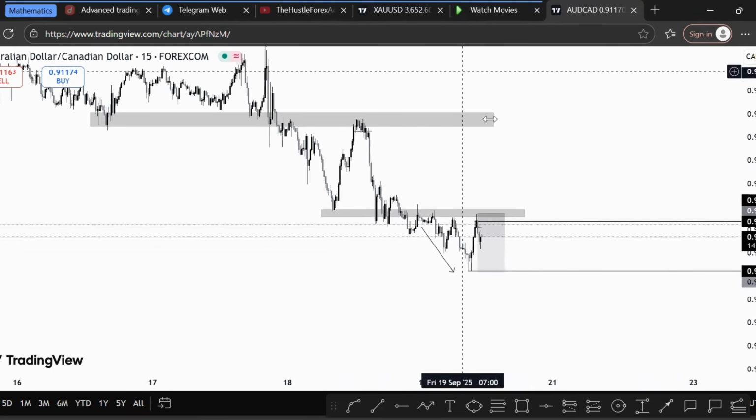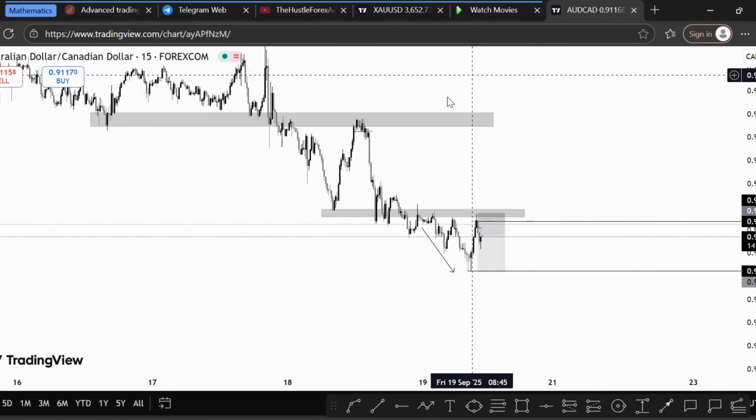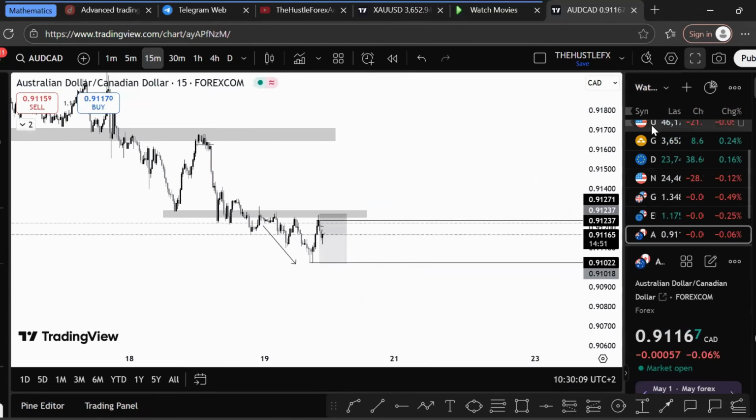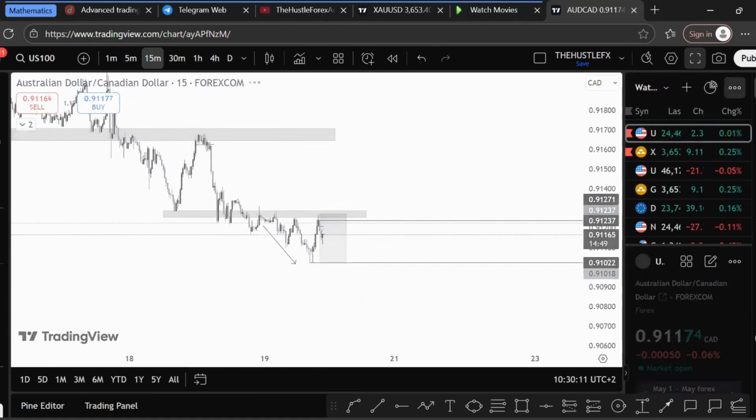So we can also move to another market. Let's move to, let's see, the likes of, let's do Nasdaq, right?